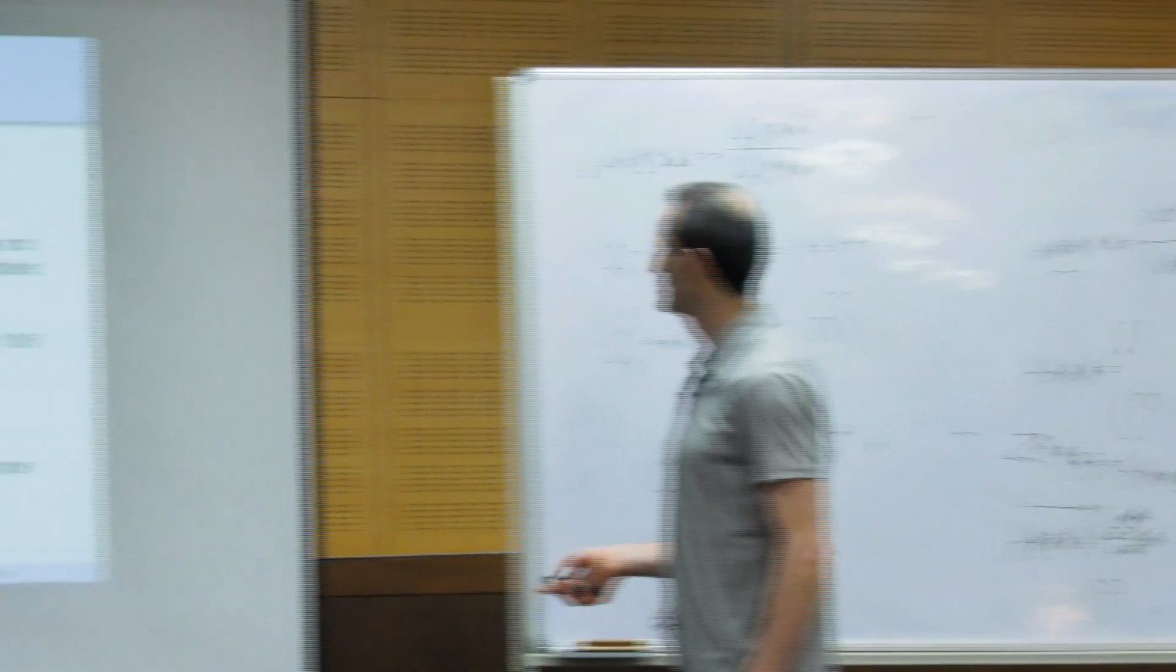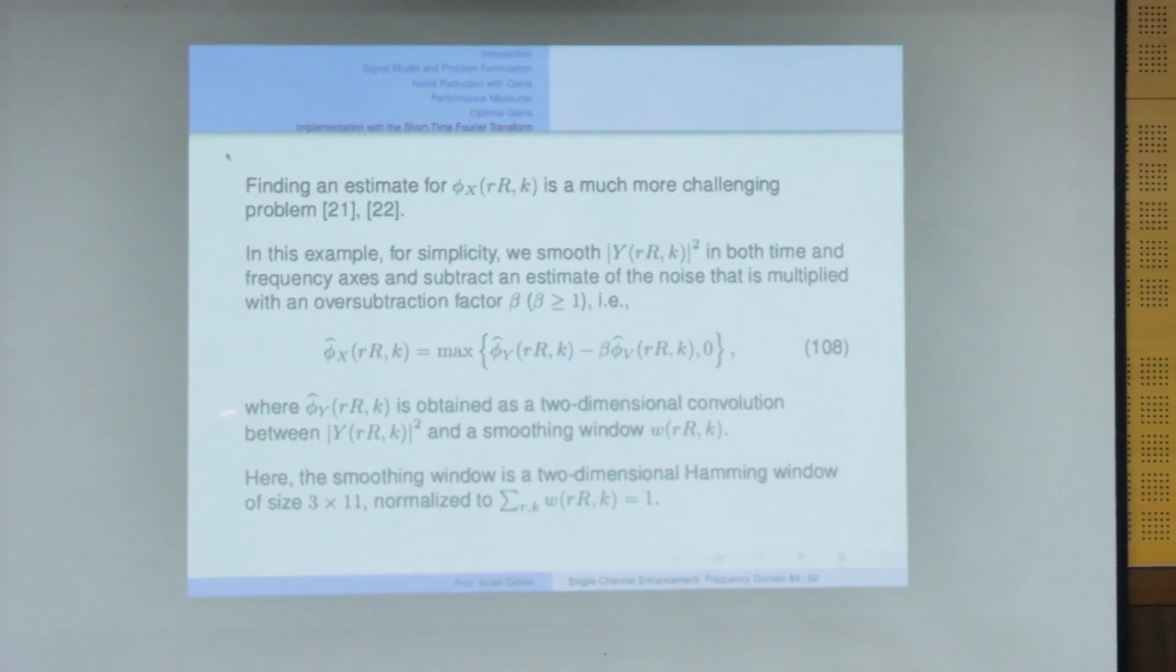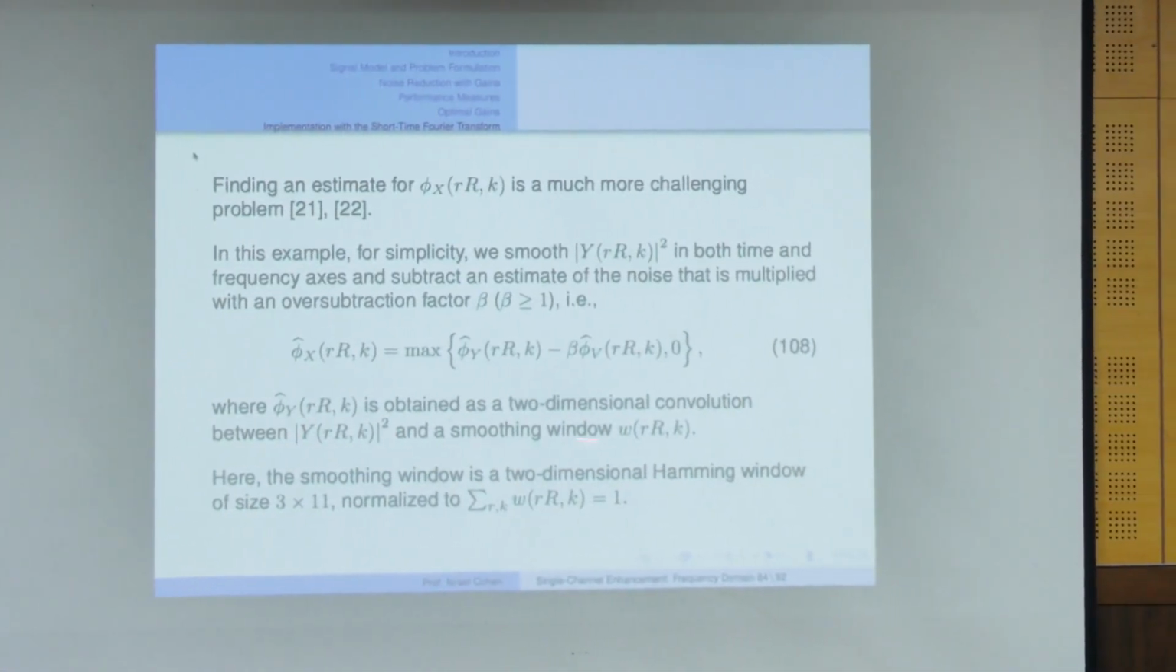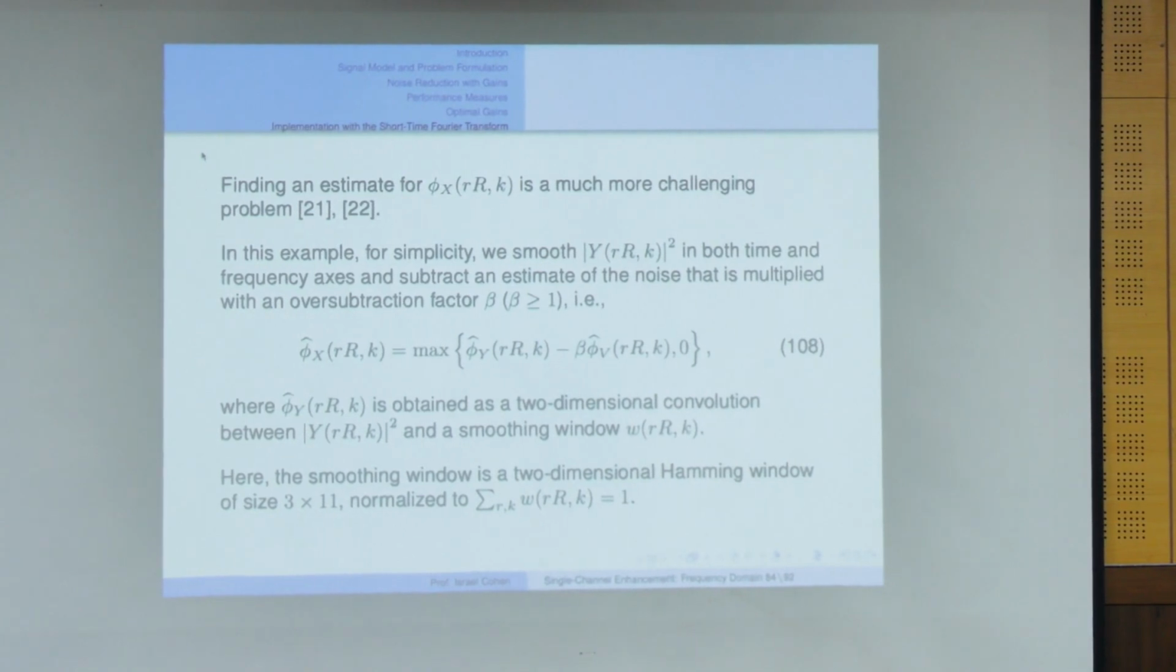Here, you see, it's obtained by a two-dimensional convolution between the magnitude squared and a smoothing window. If I do more smoothing, then I distort the desired signal more. If I do less smoothing, then I have fluctuations. So this is also a trade-off. You see, in practice, you have many trade-offs, many parameters. So you try something, you listen, you try to improve it.